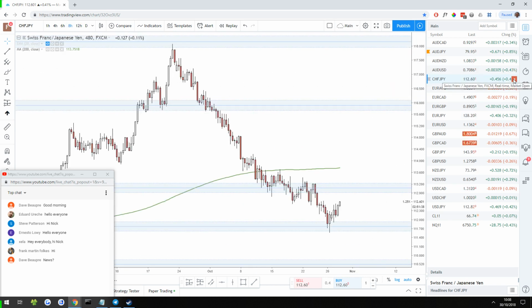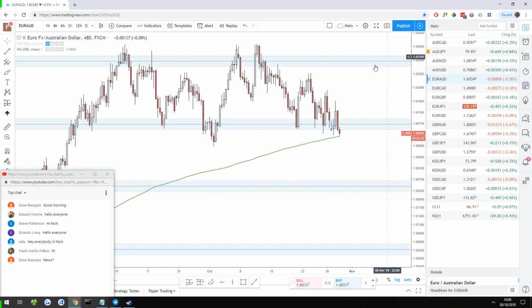I don't even know why I have CHF/JPY open. Someone was asking me about this the other day, but I don't trade this pair, so I'm just going to remove that.